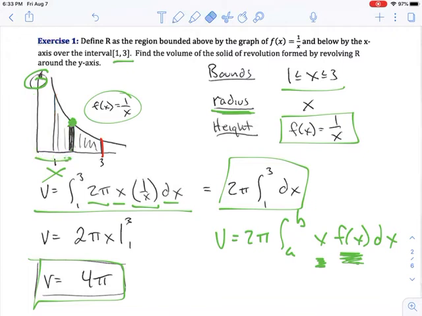So this is a nice simple example, but it helps to drive home the important points, which is make sure that you find the bounds, the radius, the height, because you're going to need those in your formula. Draw a little rectangle in here and make sure that you know that that rectangle is going to be parallel to the axis of rotation, the height of the rectangle, that is. And then just put everything into your integral. Next example.